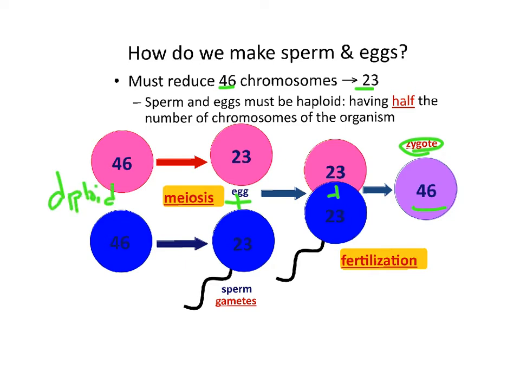and we have to turn them into haploid cells, cells that have half. So these cells have 2 copies of each chromosome. These cells down here, when they're haploid, have just 1 copy of each chromosome. And in doing that, when they unite, when they meet up here at fertilization, you're making a zygote which has the proper number of chromosomes for that cell.